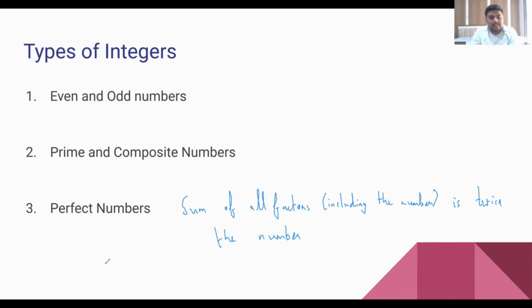For example, let us say 12. So 12 has the factors 1, 2, 3, 4, 6, and 12, right? But if you do the summation over here, so 2 plus 3 plus 4, 9, 9 plus 6, 15, 15 plus 1, 16, and 16 plus 12, 28. So here the summation is greater than twice the number. So this is not a perfect number. Okay. So this is pretty much it about the perfect numbers.